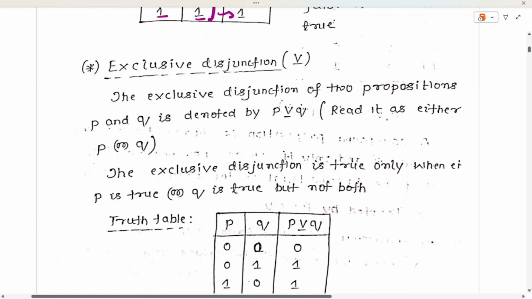This is nothing but it is used as either or. Okay, that is the symbol you use here, like a reciprocal of k.